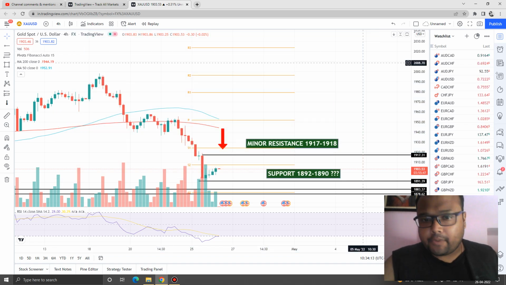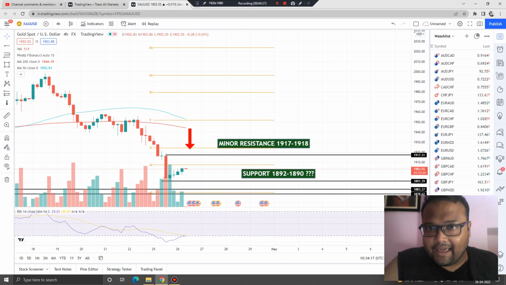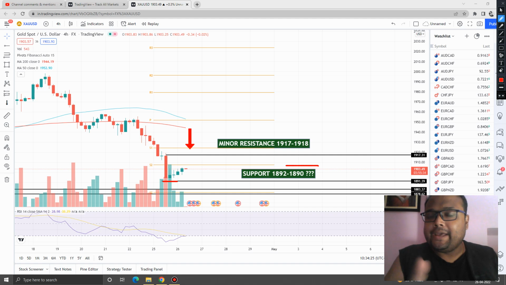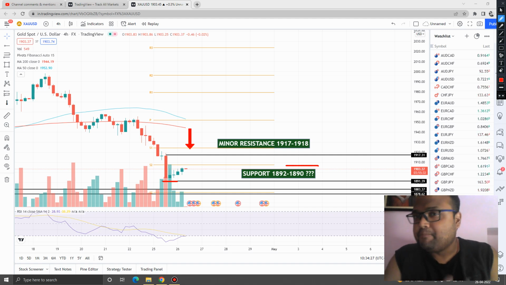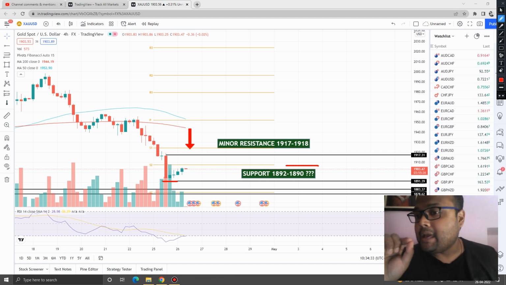The second trading opportunity is around 1890 to 1892, around the support zone. See, I have put question marks here because we have already seen the market take support yesterday. But if the market comes down again and the selling pressure is high enough, today the market may fail to take support here.